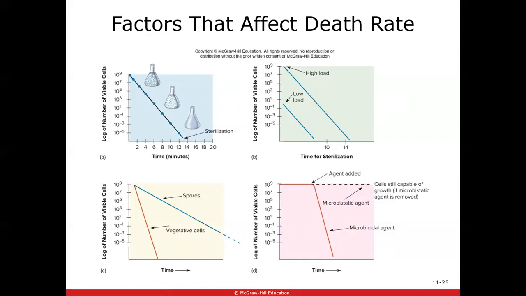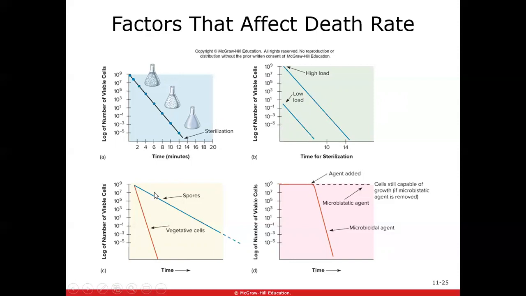And this just talks about the load. Once again, if you have a low load, a low number of microorganisms, and a high load, how long it would take before you achieve sterilization. If it's a low load, it takes a shorter time to get to no microorganisms. A high load takes a longer time. Then if you have spores present, or you just have vegetative cells: if you have just vegetative cells, no spores, it doesn't take as much time to kill them all off when they're exposed to an antimicrobial agent.